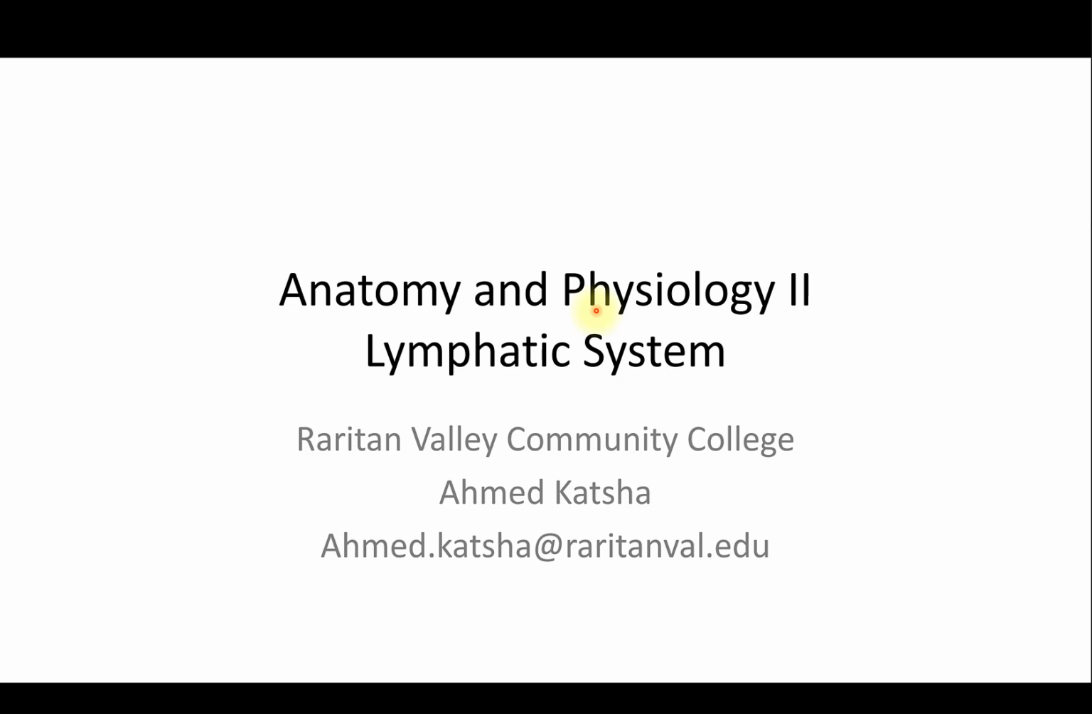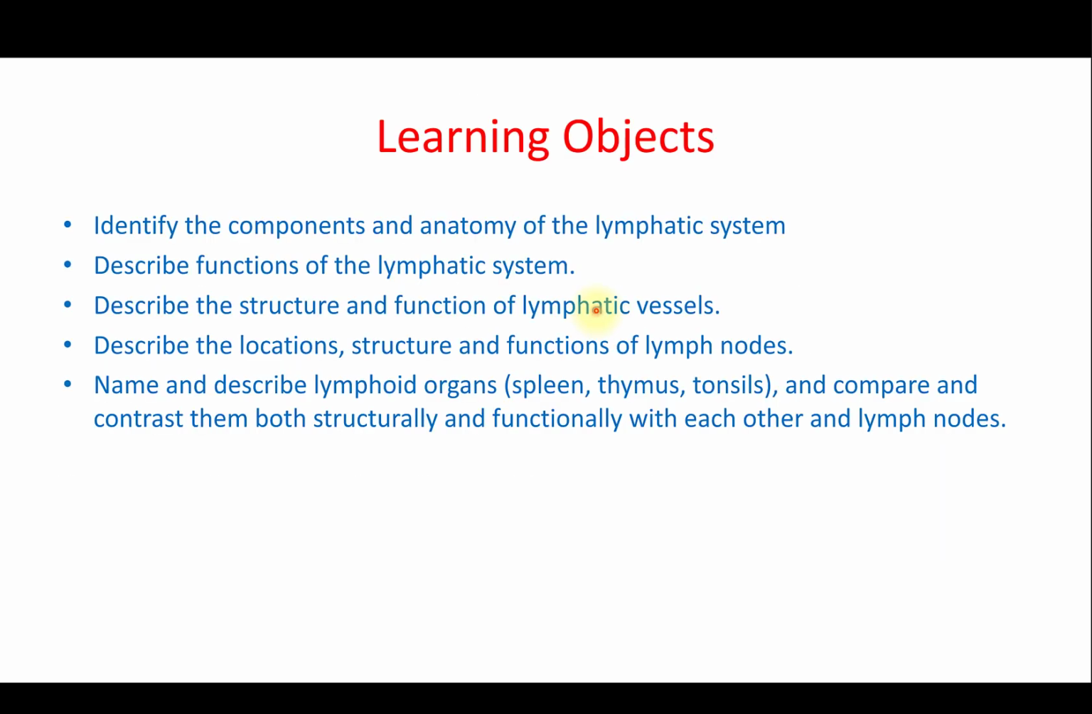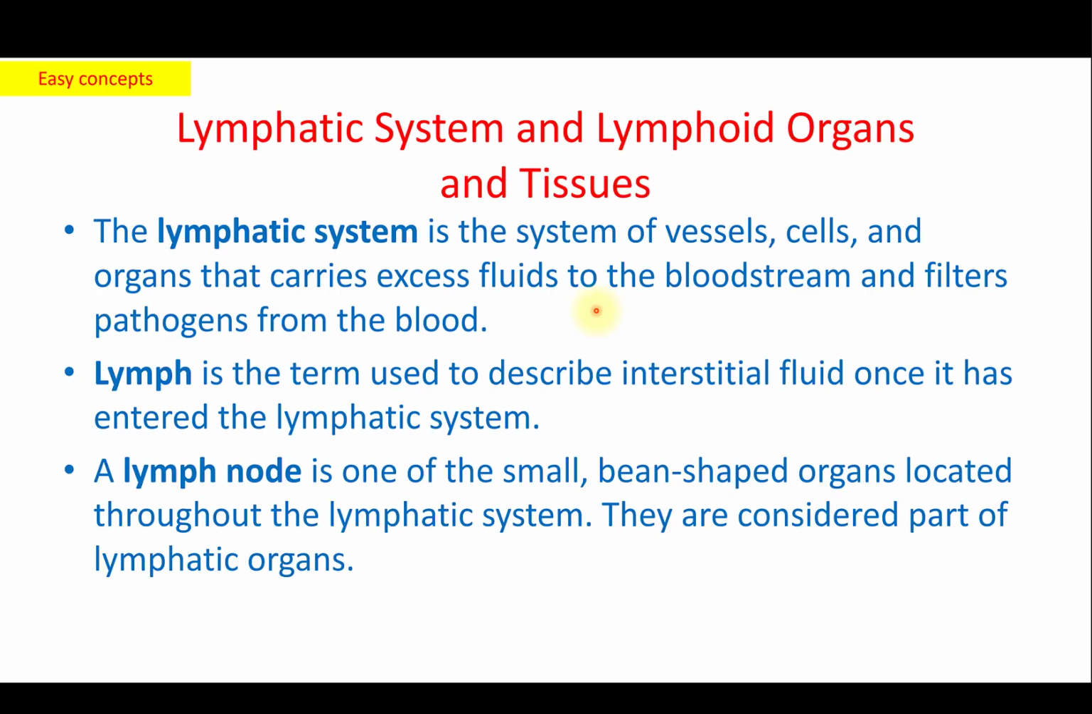In this chapter, we'll talk about the lymphatic system, which has different functions. Some of them overlap with the immune system. Now, the lymphatic system is mainly a system of vessels, very similar to the blood vessels. However, those vessels are not carrying blood, they are carrying a fluid. This fluid, we'll call it the lymph.